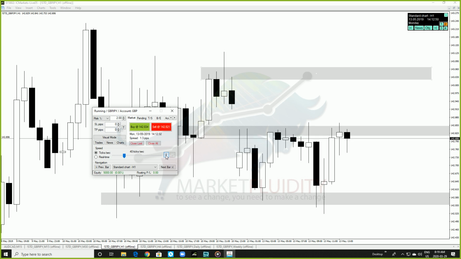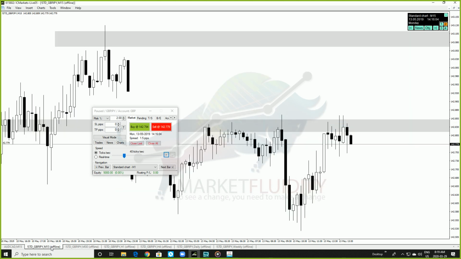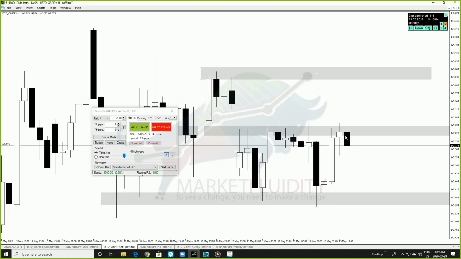But the main thing is it has to break the high or the low, because right now the 15-minute candle has closed. Look at this. It's ranging, but it needs to break the low. It hasn't broken the high or the low yet.